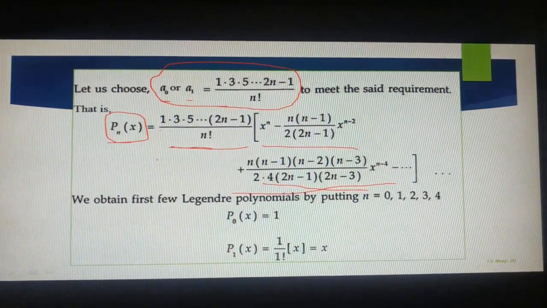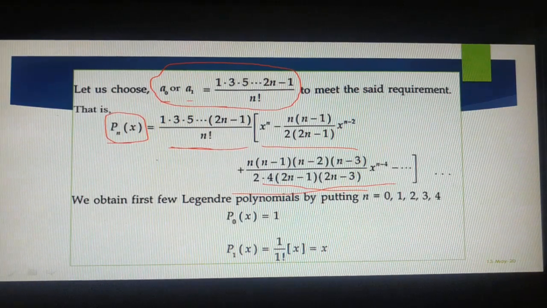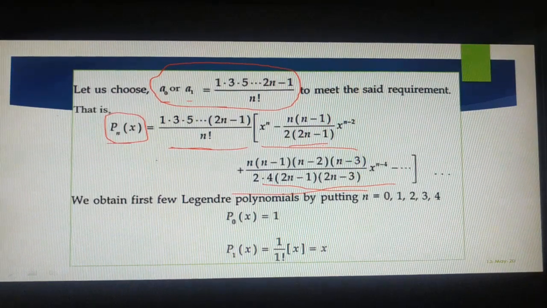If it is some other value, then the Legendre's polynomials are not possible. So I am writing that particular series solution by taking a0 or a1 as 1 into 3 into 5 into 2n minus 1 by n factorial, bracket of that series. The combination of those two series we can simplify in this form. Both are the same.